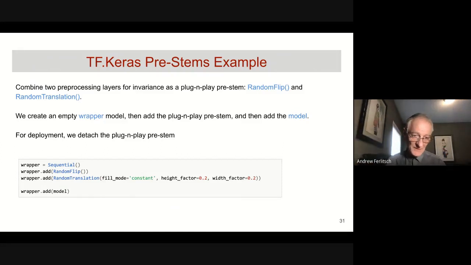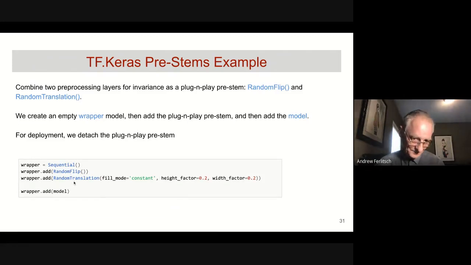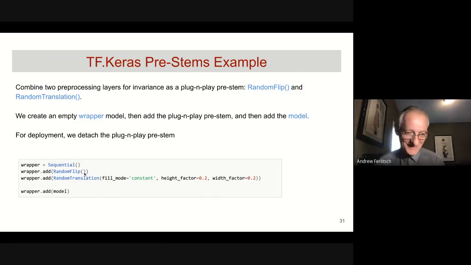That means we're going to have to create a wrapper model, an empty wrapper model. We add in our preprocessing layers and then snap in the model. And again, I see another typo. I have not specified the input shape here.